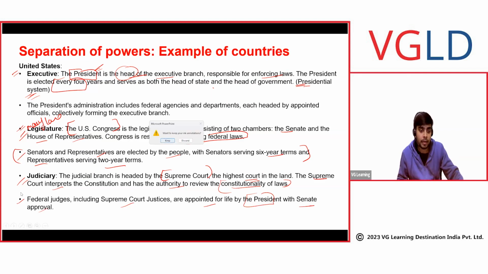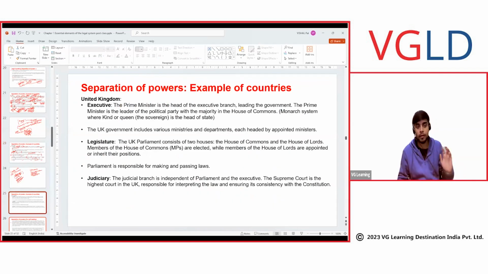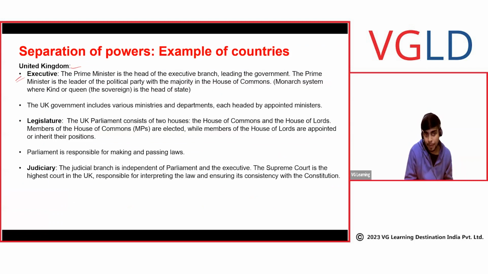And finally, we have the UK. The UK has a prime minister, who is the head of government, similarly to India. The prime minister is the leader of the political party with a majority in the House of Commons. What is the House of Commons? Basically, their legislative body.